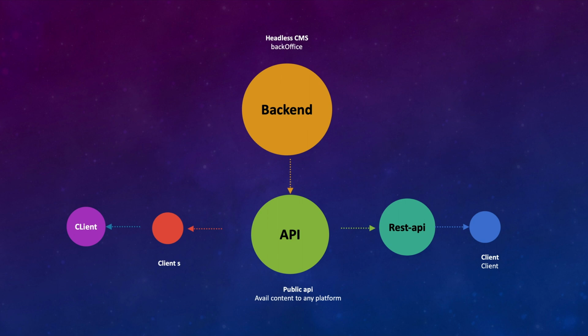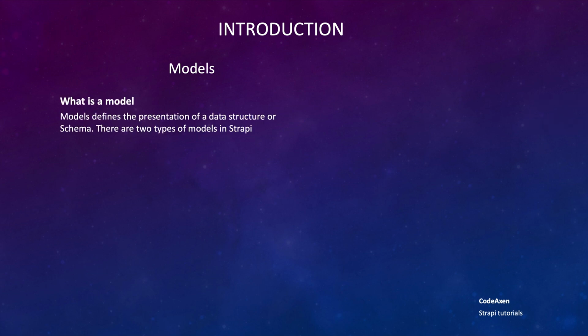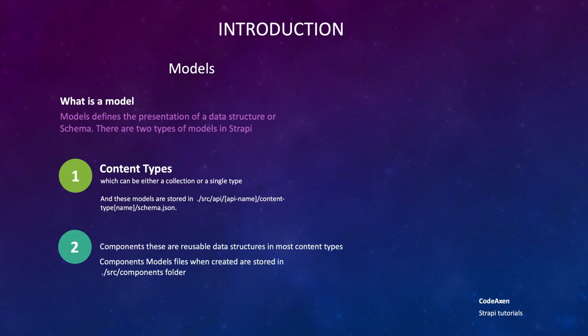Now we will start by understanding the model structure of our application. What are models in Strapi? Models define the presentation of a data structure or schema, as we will see in the video. There are two types of models in Strapi. One is content type and the other one is components. The content type contains either of the following: one is a collection type or a single type. Okay?